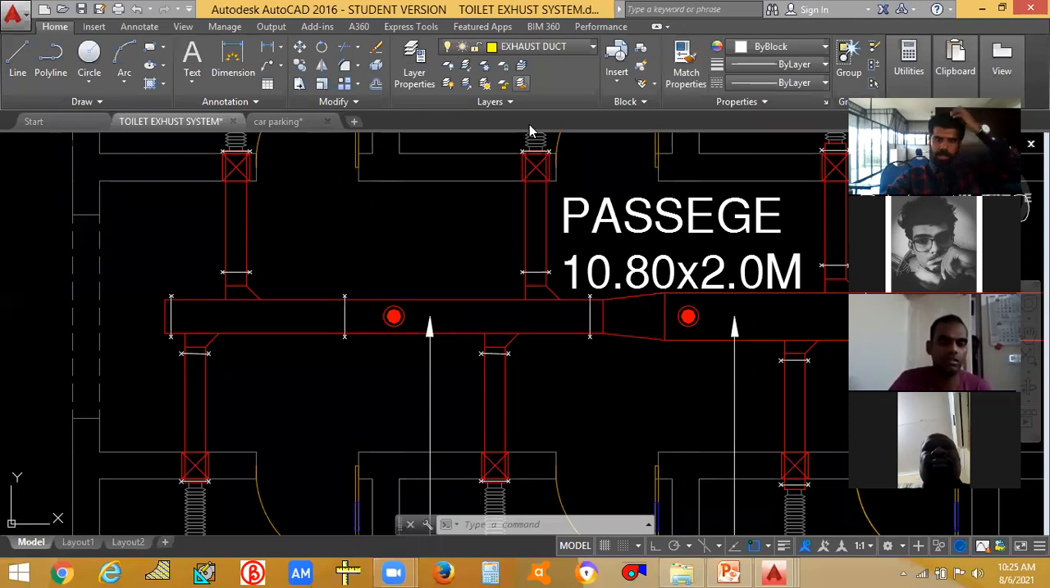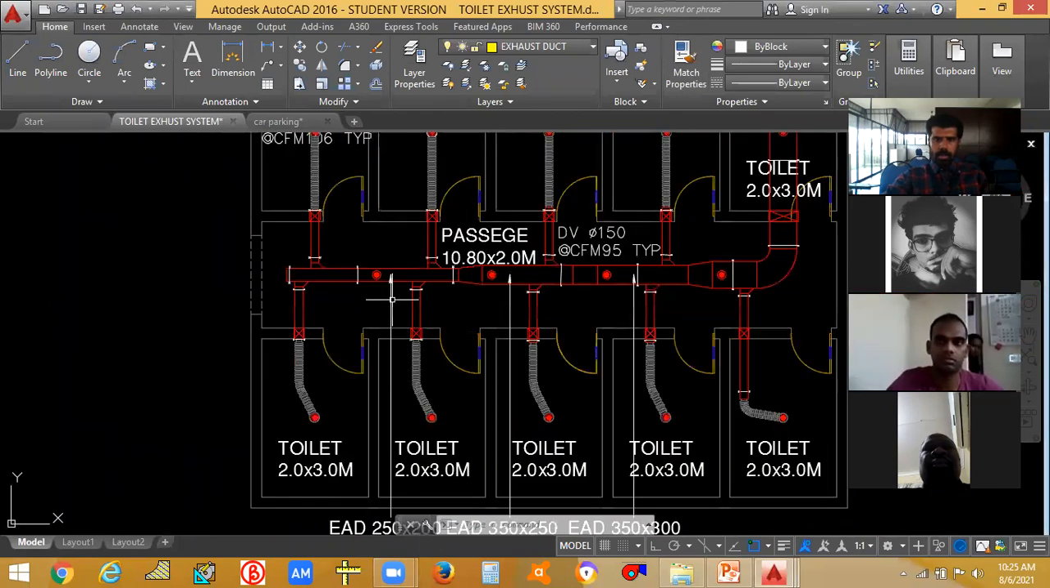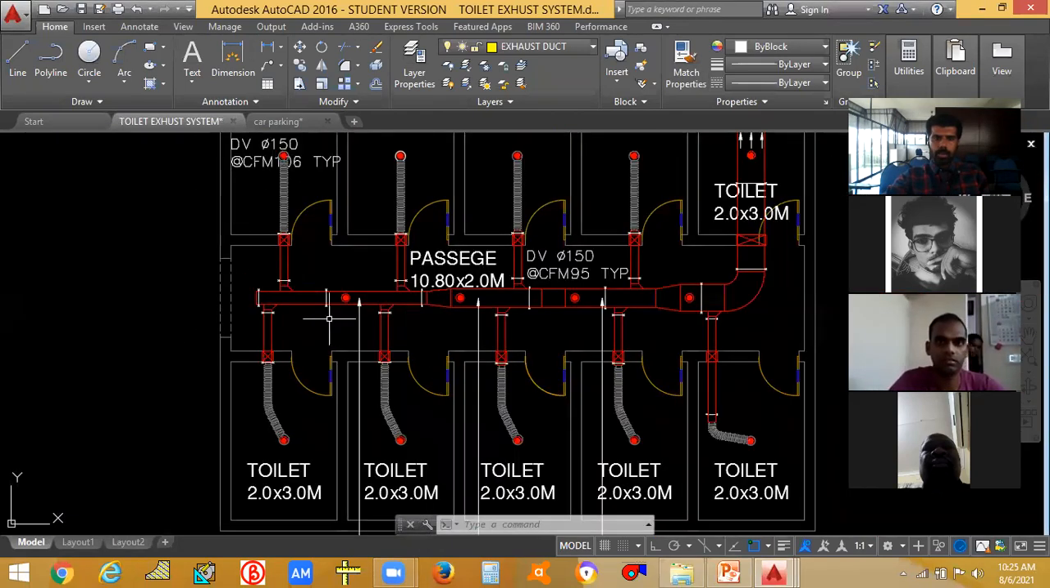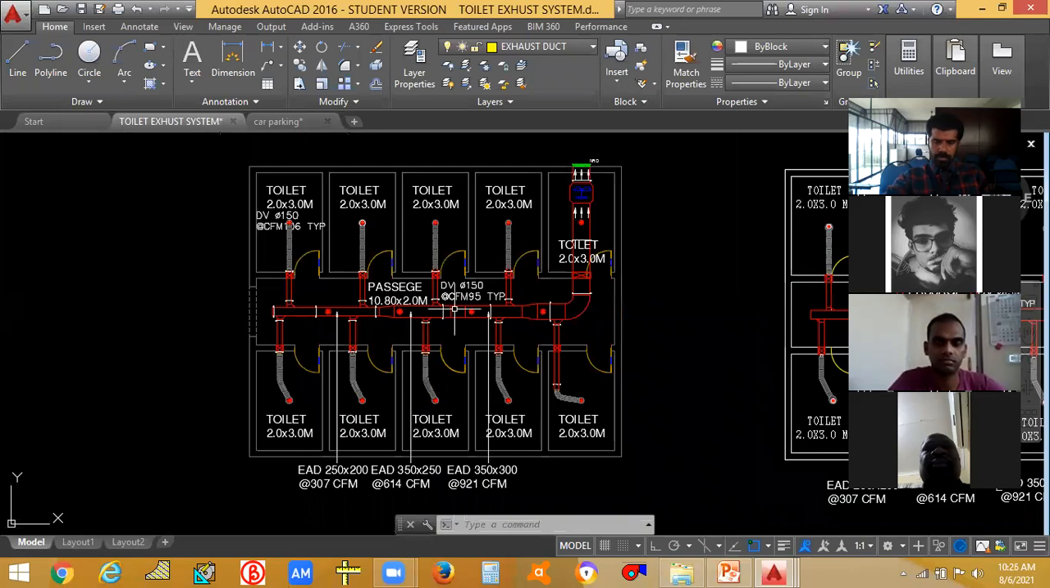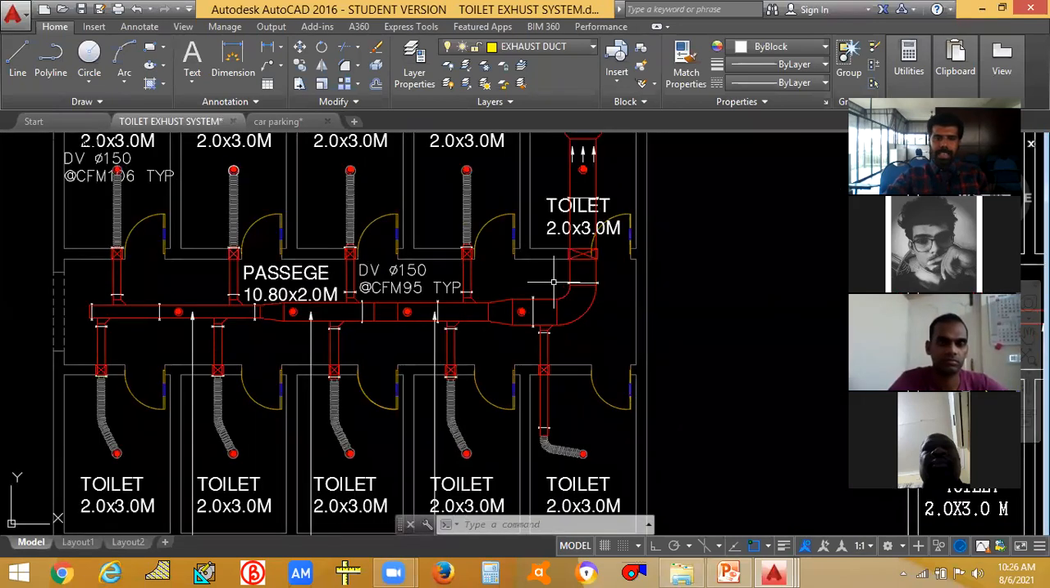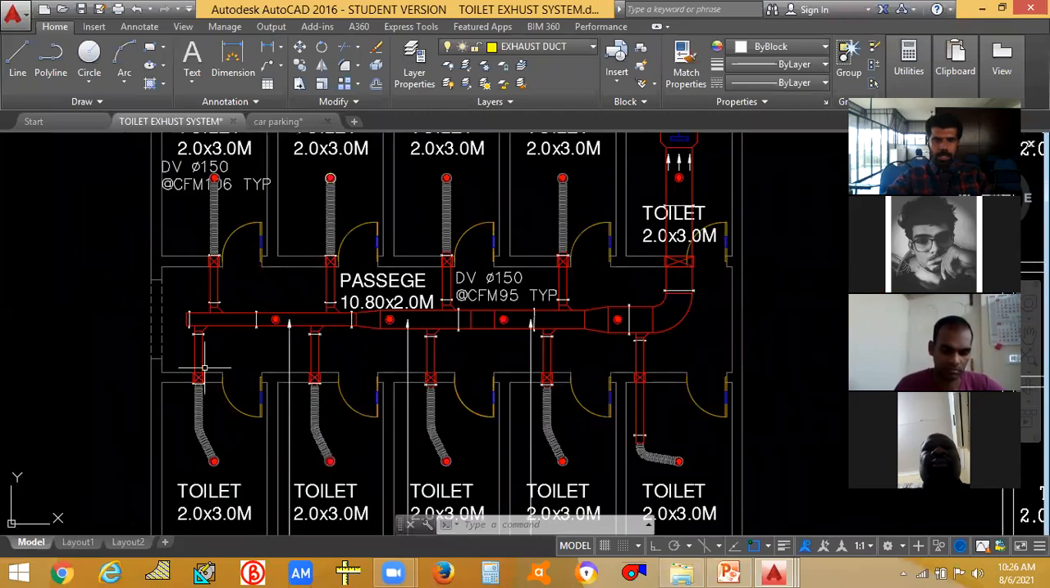Why is the last toilet duct too long? Why is the last duct too long? Because in this case they have divided into only 4 sections. One section like this, one section like this, one section like this, one section like this. If they had divided into 3, or into 5 equal sections, the duct size also should be the same. Okay.